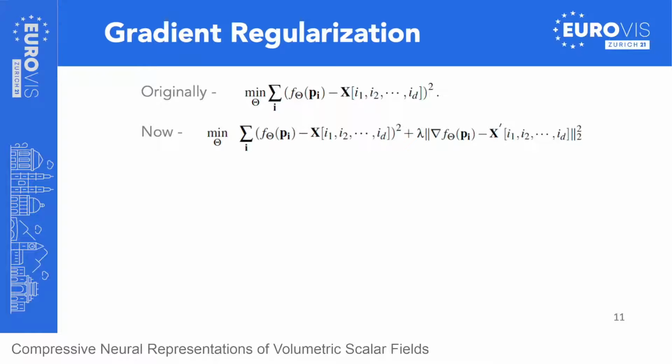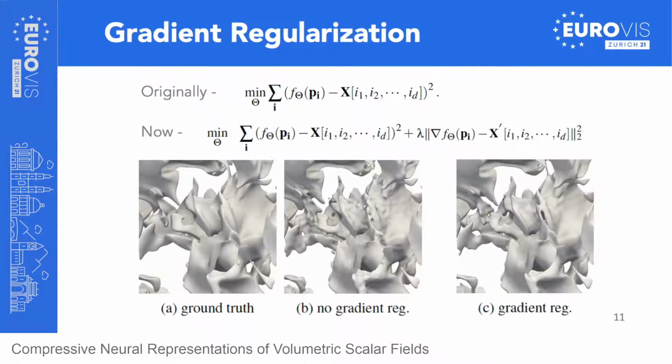In some cases, x prime may be accompanied by the field. In other cases, we may numerically approximate gradients using finite differencing schemes. Note, however, for certain volumes, like acquired medical images, the estimated gradients may not be reliable for regularization. Here, we show the impact of gradient regularization by showing isosurfaces for the reconstructed jet volume. We can clearly see that the gradient regularization helps to suppress erroneous high-frequency details, as highlighted in the yellow circles.